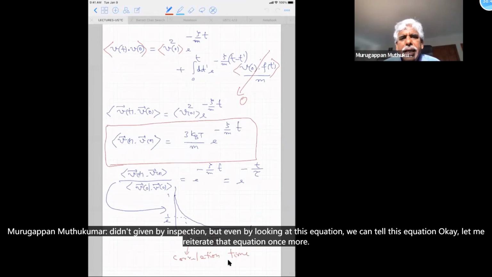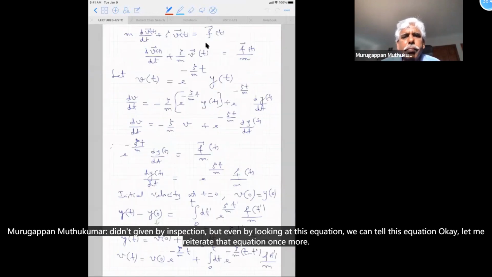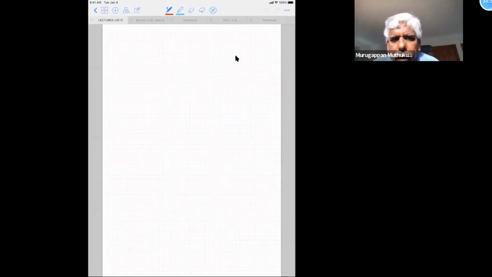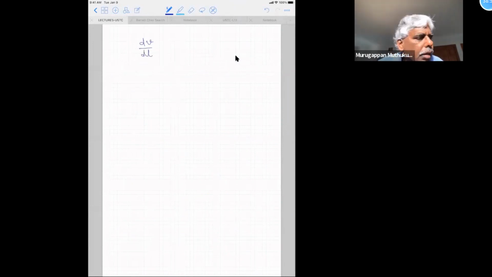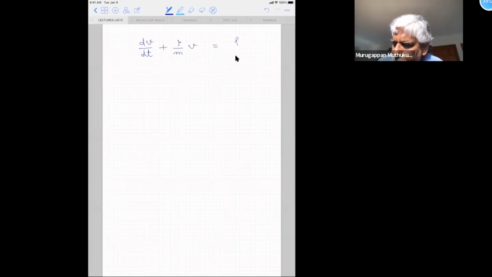This is given by inspection; even by looking at this equation, we can tell. Let me rewrite that equation once more as a digression. Write that to be, what is that? That's dv/dt plus (zeta over m) v equals f over m.